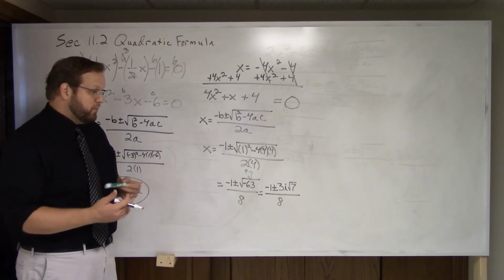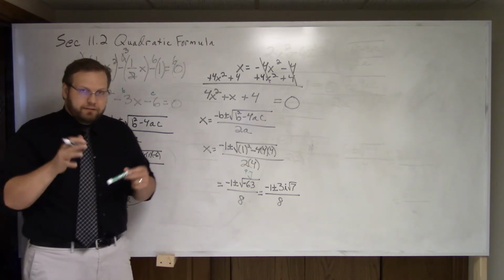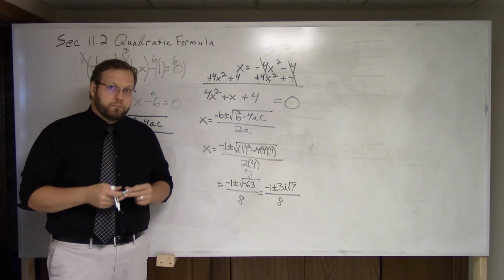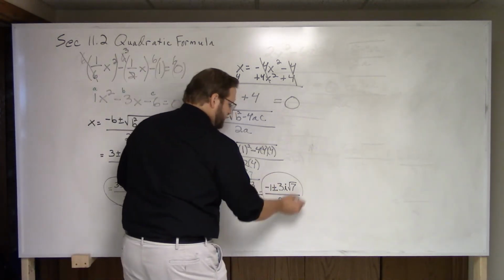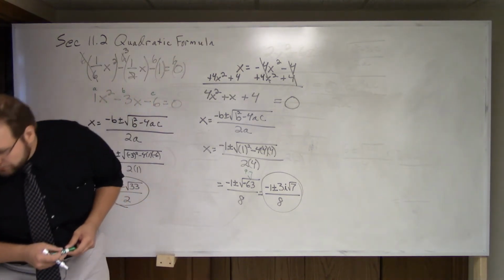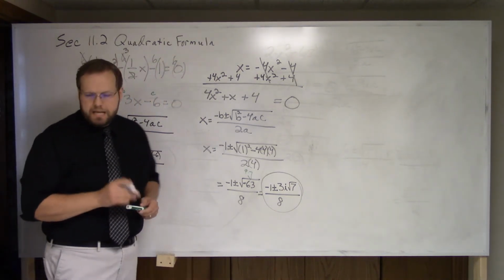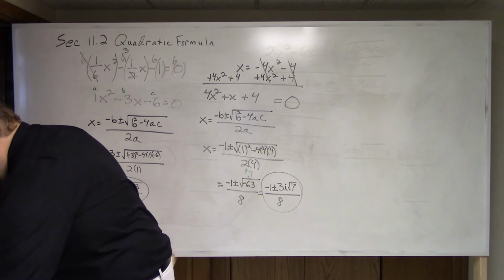Okay? And that's pretty much all you got. If you want to separate those and bring that i to the side for the standard form of that complex number, you can. It's not necessary though. I would honestly just leave it like so. Okay? Let's move on to something a little different.